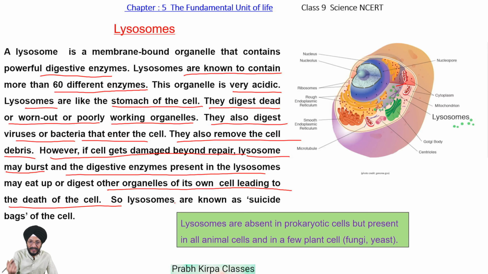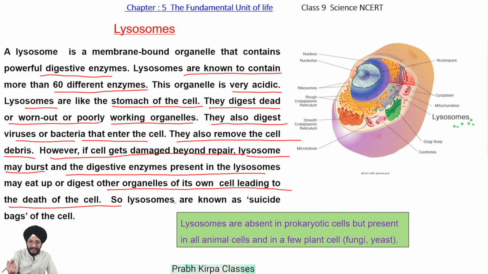Ribosomes. Another important question which may come in the exam is, where are the proteins synthesized inside the cell, or by which organelle? Proteins are synthesized by ribosomes. Ribosomes are the sites of protein synthesis. Ribosomes are found attached to ER, or ribosomes may be freely floating in the cytoplasm. These are very small and roughly spherical structures.